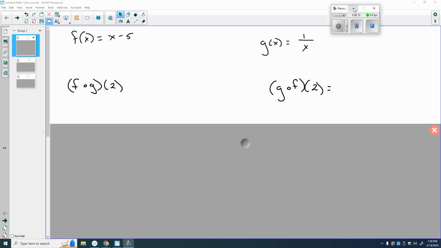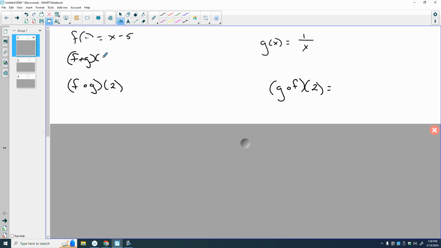So let's get rolling. So far, we've covered addition, subtraction, multiplication, and division of functions. What that looks like is, if I have these here, it would be f plus g of like 2, or it could be an x, or it could be f minus g, and so on. So far we've covered all these: addition, subtraction, multiplication, division.